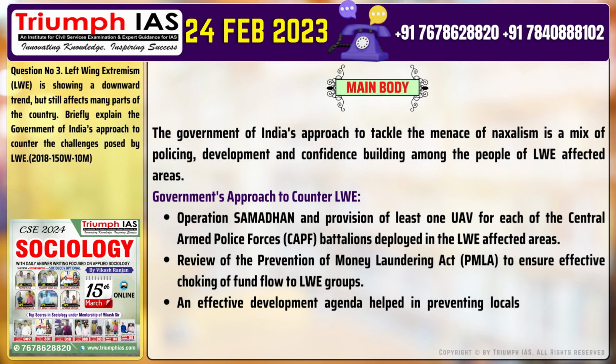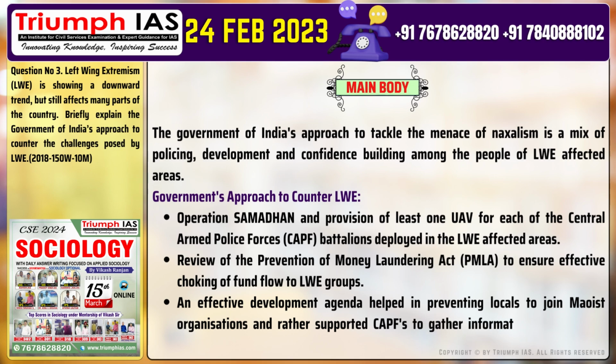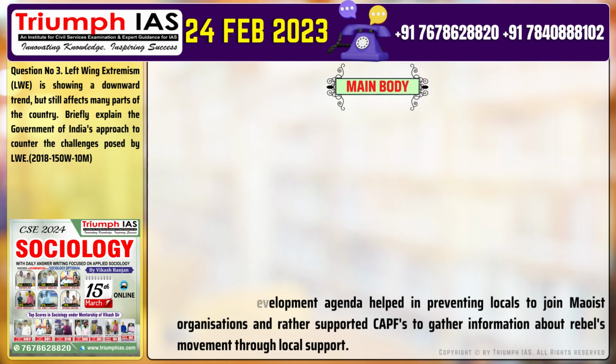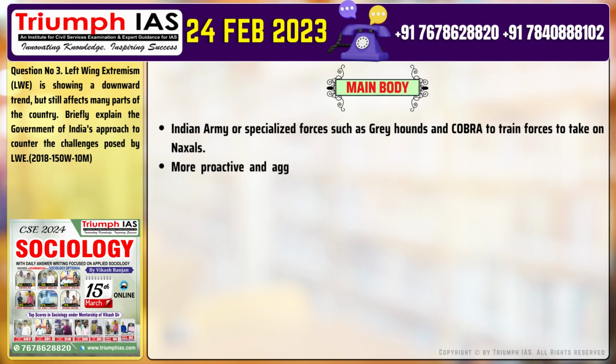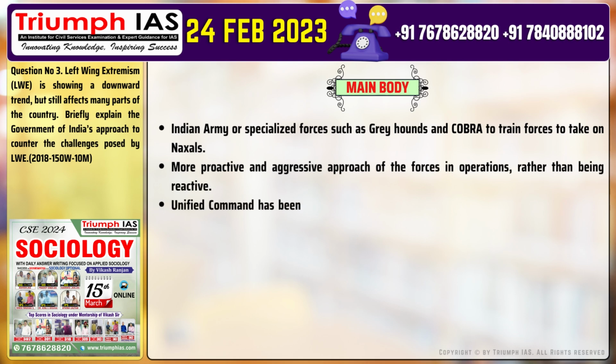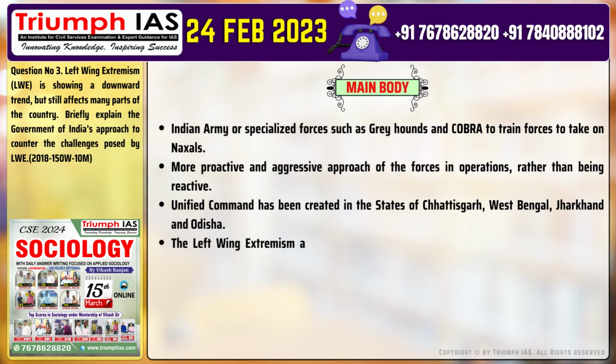Number 3. An effective development agenda helped in preventing locals from joining Maoist organizations and rather supported CAFs to gather information about rebels' movement through local support. Number 4. Indian Army or specialized forces such as Greyhounds and COBRA to train forces to take on Naxals. Number 5. More proactive and aggressive approach of the forces in operations, rather than being reactive. Number 6. Unified command has been created in the states of Chhattisgarh, West Bengal, Jharkhand, and Odisha.